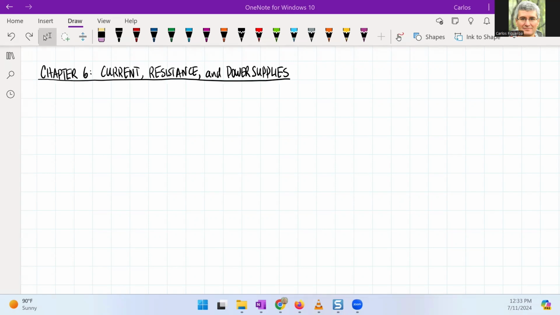Chapter 6, Current, Resistance, and Power Supplies. This chapter is broken up into three parts: current from the microscopic level, resistance, and power supplies. Just as a quick review, let's look at what we did before.